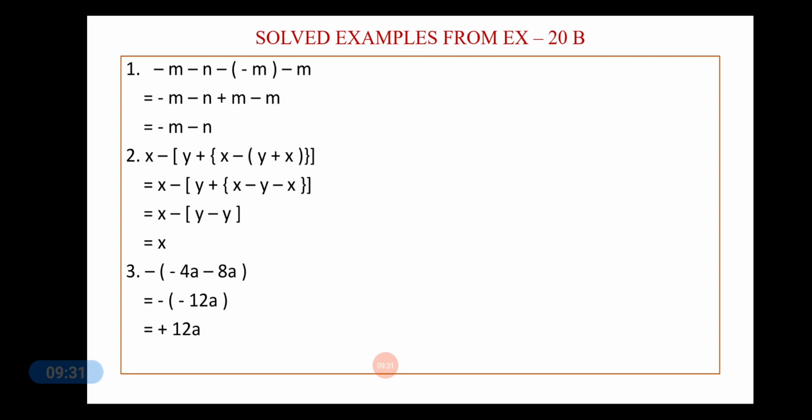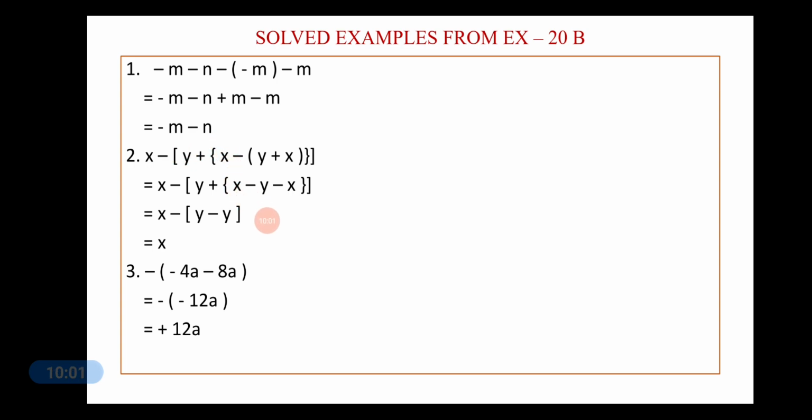Some examples from exercise 20b. Now in the first sum, as you see, minus m, minus n, minus, within the simple bracket you have minus m again and minus m. So when you open this bracket, minus into minus will give plus m. Now in this step you see a plus m and a minus m will cancel. So ultimately your answer will be minus m minus n.